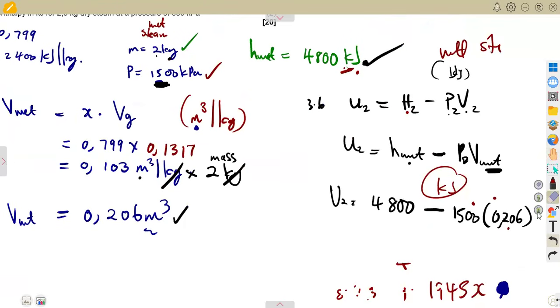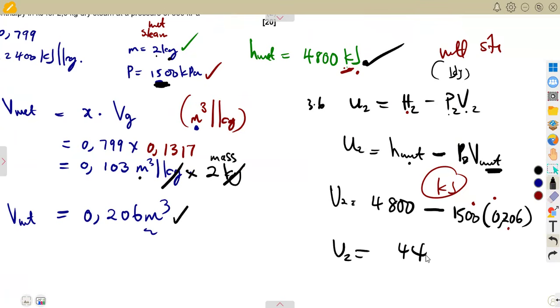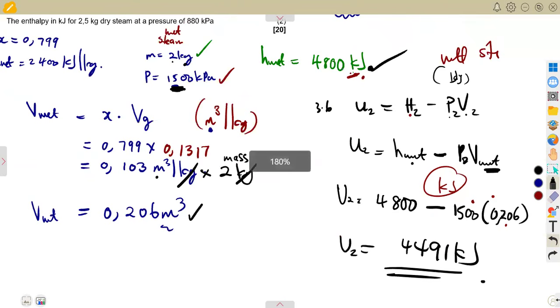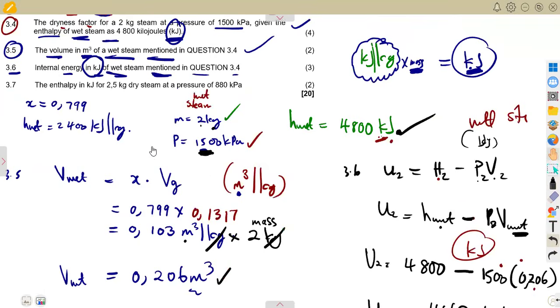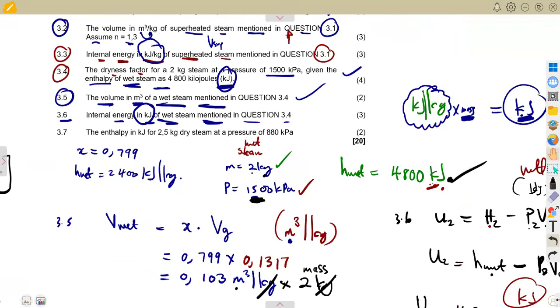So it's like we are calculating the heat, which is the internal energy. So our internal energy at the second part was going to be 4491 kilojoules. That's it, just like that. So we have to be careful in our presentations. All right. Then 3.7, I'm sure this one has nothing to do with 3.4.